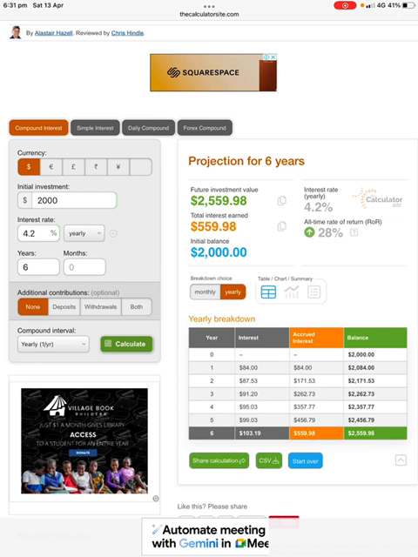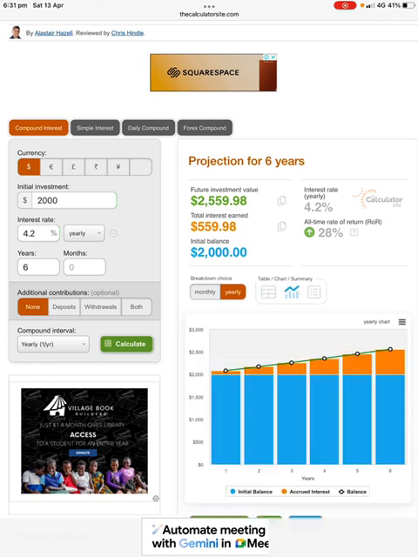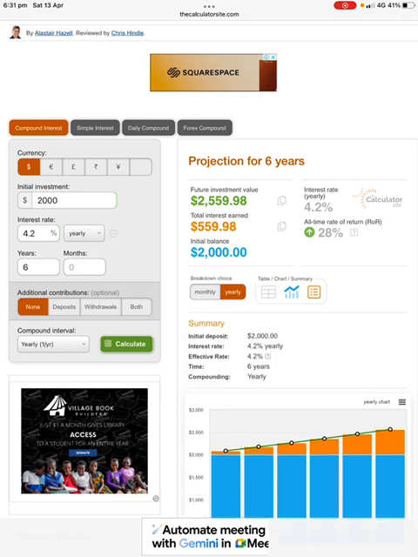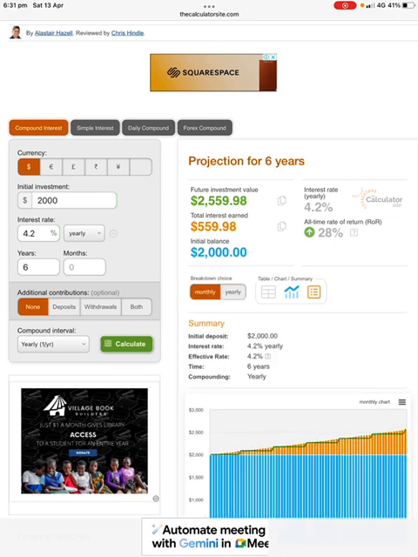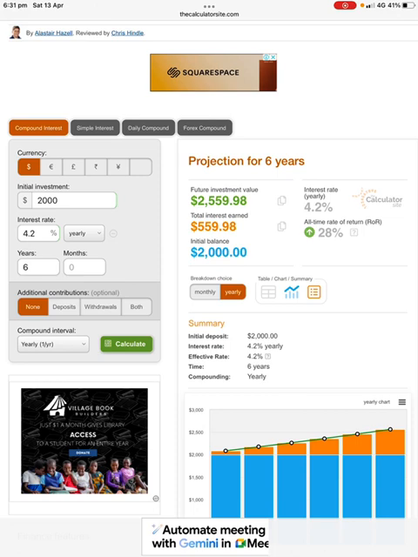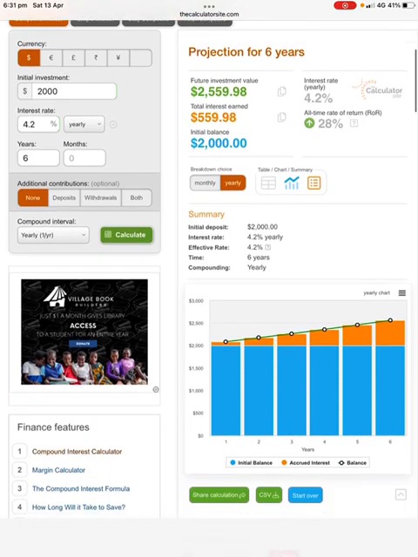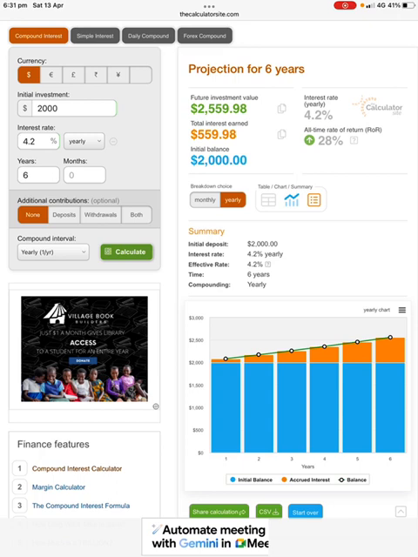This one gives us a nice table. It does give us a graph option, which is nice. It gives us a summary. We can look at it monthly compared to yearly, and so on. When we look at this, we can see that our future investment value is $2,559.98, and that's actually what the textbook has as the answer. We can also see that our total interest earned is $559.98.